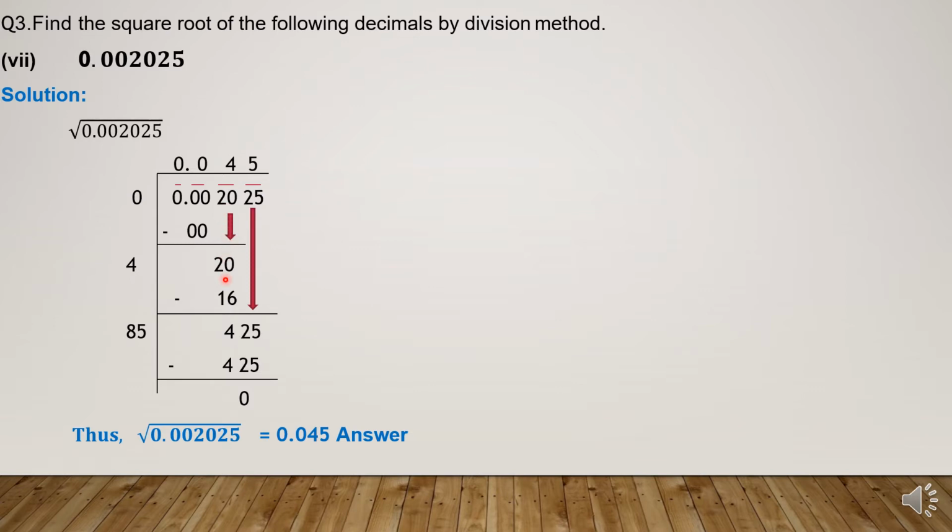Now for 20 we have to make a new divisor. Of course 0 will be added in 0. 0 plus 0 is 0. So there is no need to write 0 over here. Got it? Now you have dividend 20.